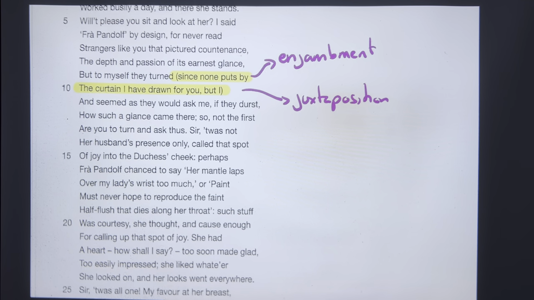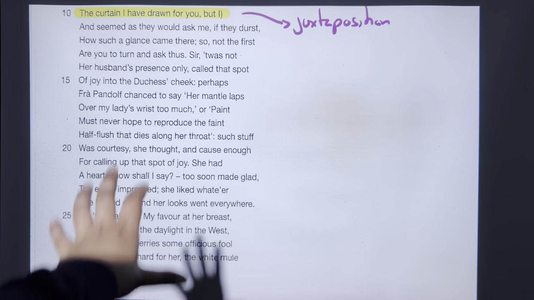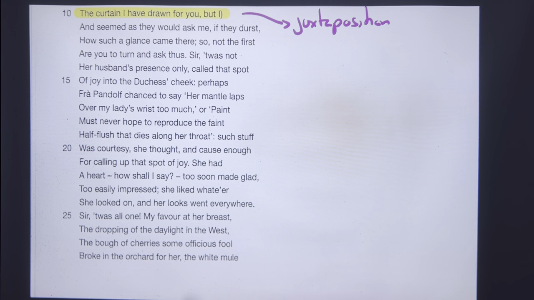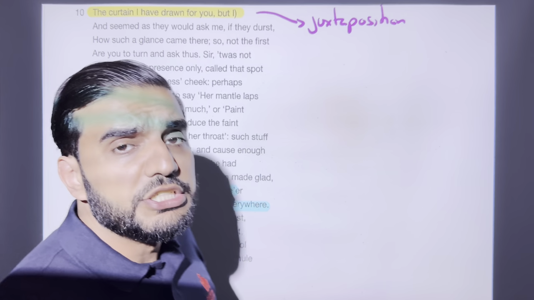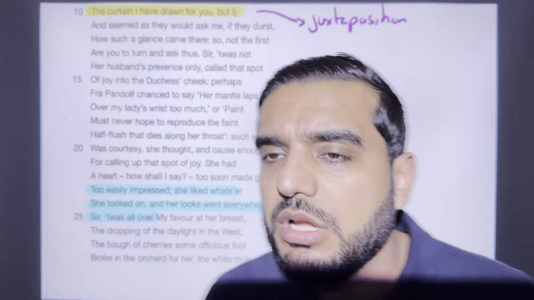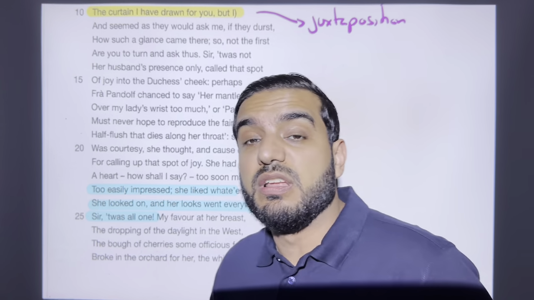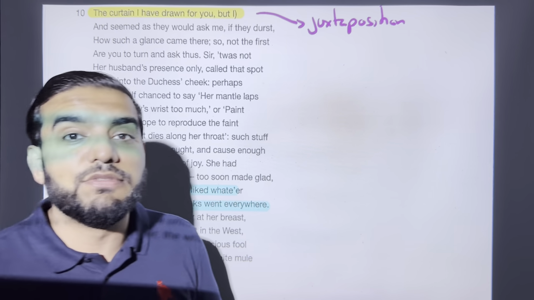And then, guys, at this part of the text, he accuses his wife and he goes through some of the stuff that she got up to. And he's not really happy. He's not really happy, guys, that he wasn't treated special. He impressed, meaning I wasn't special for her. She didn't treat me special, our poor Duke. And she liked whatever she looked on, and her looks were everywhere. Basically, guys, she was a pervert, according to him. He thinks that his wife was a bit of a pervert.